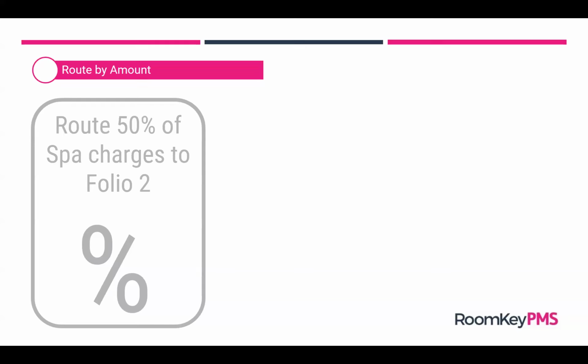One thing to note here for anytime that you're using a route by amount feature inside Roomkey, you will have to enable specific permission on your clerk ID. So for your clerk ID, you want to make sure that you have reservation management permission 1546 route by amount.